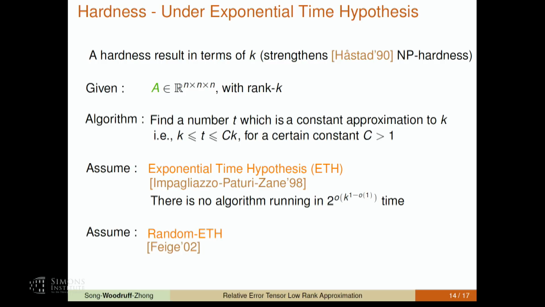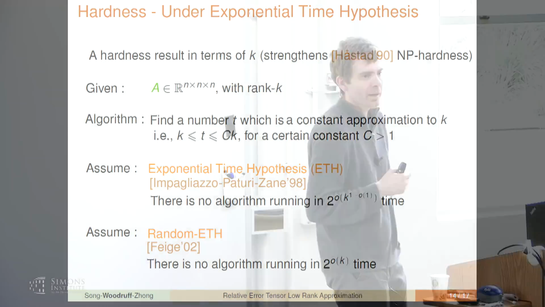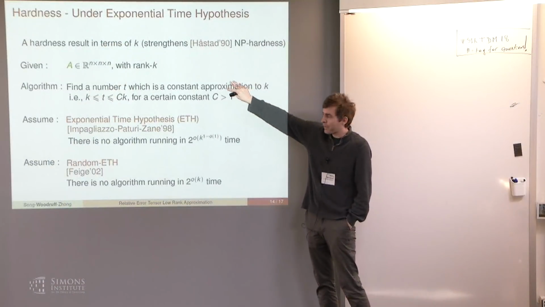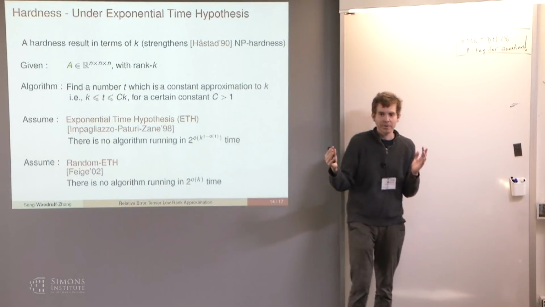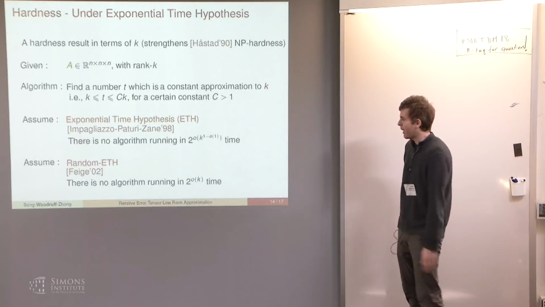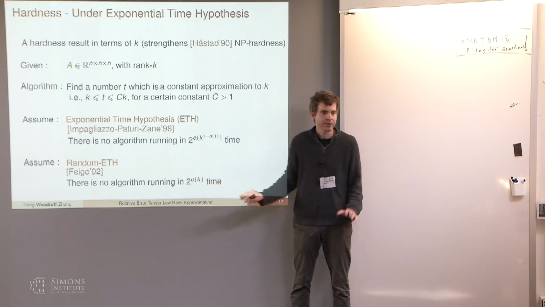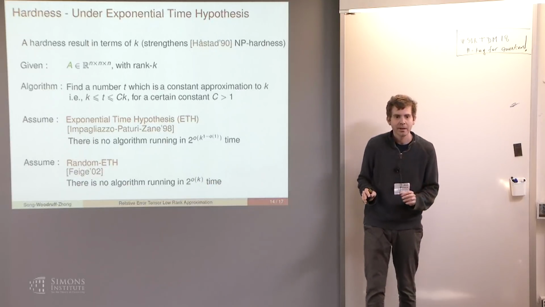Okay, and there are other complexity assumptions. There are randomized versions of the exponential time hypothesis due to Feige. If you make those assumptions, you can't solve this problem in less than 2 to the k time. Now, as I said, we're actually solving this problem. We can figure out what the rank is with our algorithm, which is achieving relative error. We're getting a 2 to the k squared in the upper bound. So there's a gap here.